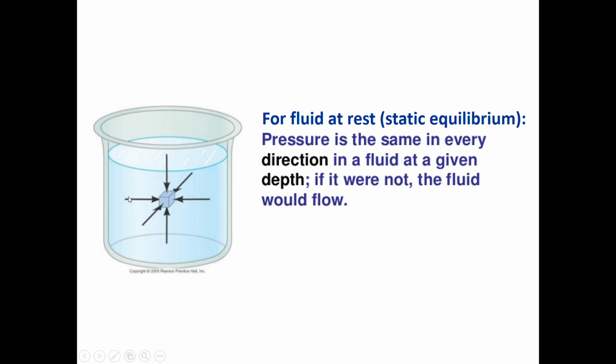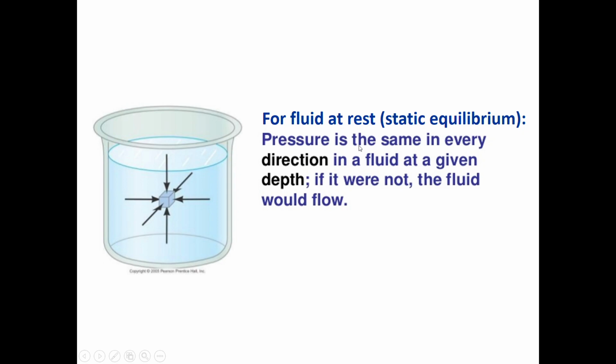Why is that? Well, that's because, let's suppose the left and right balanced each other out, but they were smaller than the top and bottom pressure, so it depended on the orientation that you were looking at. In that case, if the top and bottom pressure were larger, that little cube shape would start to flatten out and widen horizontally. So again, it wouldn't be in static equilibrium if that were happening. The fluid would start moving.